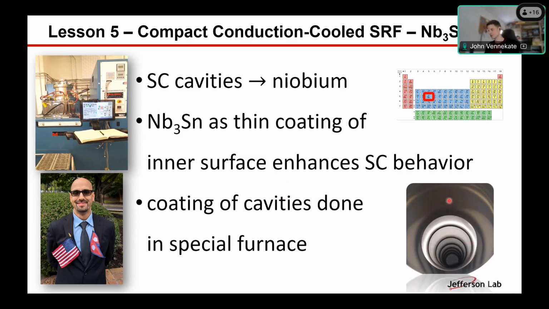Usually these are mirror finish, really shiny. There are different versions of the niobium-free tin coating that can be somewhat more shiny, but you can always tell just by your naked eye that you've successfully coated a cavity by looking at its inner surface. So niobium-free tin being one of the key technologies because it helps us increase the operating temperature of our superconducting resonators that we need to accelerate particles.